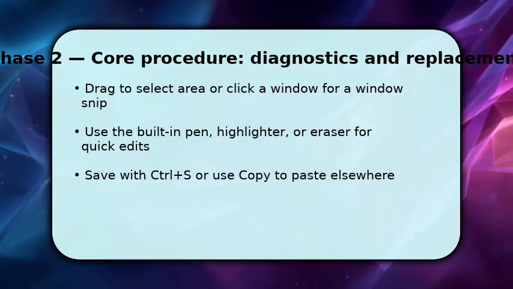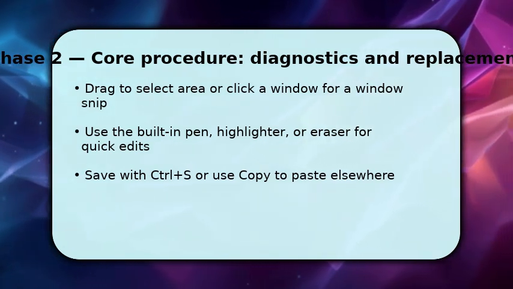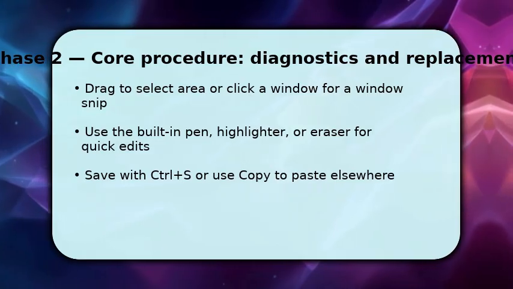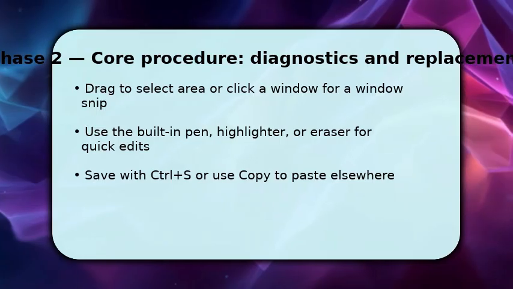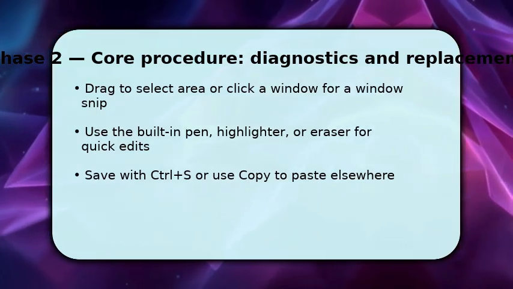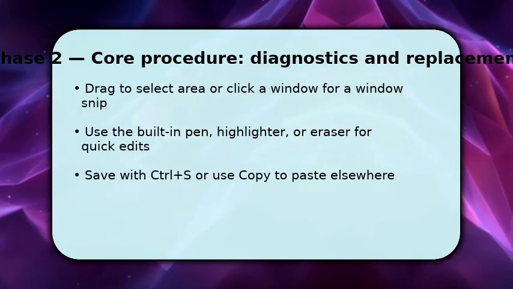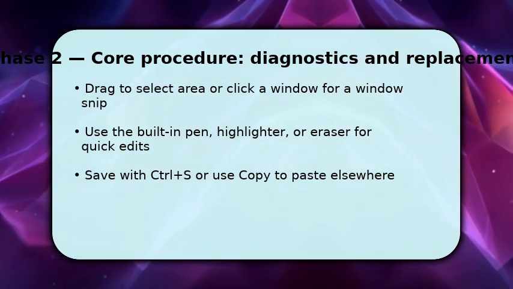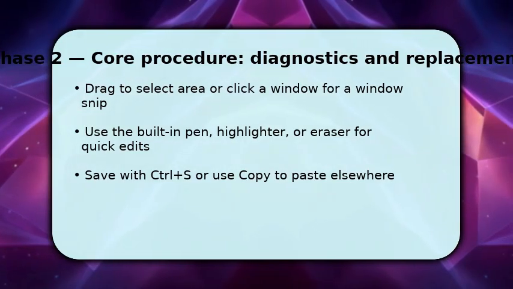Once you have the tool in mode, you make the actual selection and refine it. Drag the cursor to draw your rectangular or freeform selection, or click a window for a window snip. After the capture appears, use the pen and highlighter tools to annotate. This explains why the capture matters. Make sure to use the eraser to remove stray marks, and remember copy to paste immediately, or save with Ctrl+S into a folder for later sharing.